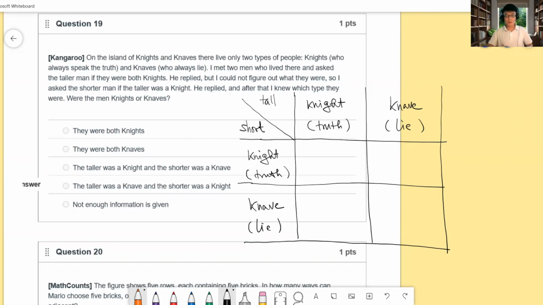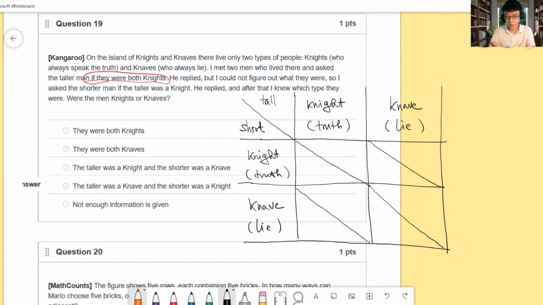Now let's consider two questions. The traveler asked two questions. The first question is, are they both knights? Now let's consider the answers. Also, I just marked it this way. The upper part is the answer from the tall man. The lower one is the answer from the shorter man. So let's see the answers for each case.